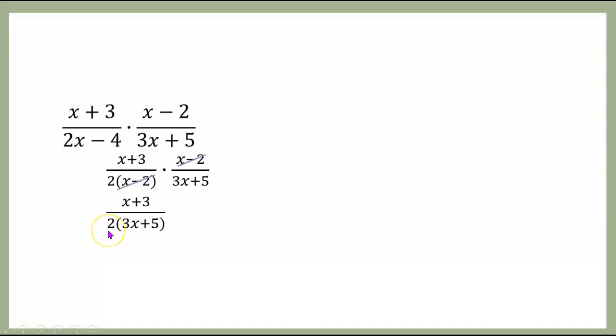Now you can either leave it like this, with the 2 times the 3x plus 5 on the bottom, or you could multiply that out as 6x plus 10 on the bottom. So either one of these would be okay. I guess which one's better depends on what you're going to be doing with it. But if I ask you to multiply these and give me the answer in lowest terms or in simplest form, I would accept the answer in either one of these forms. So you could give it to me like this or like this.